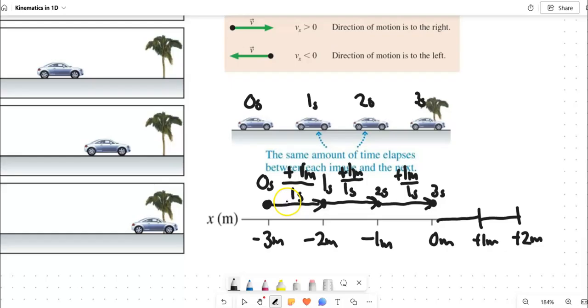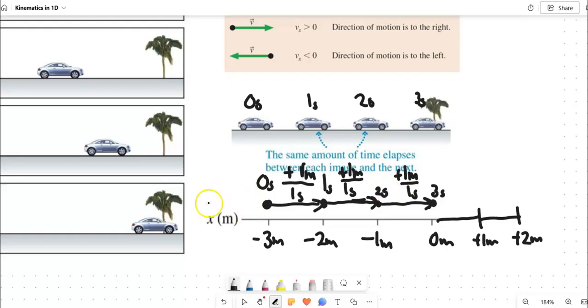Okay, so these are those instantaneous velocity vectors. These are called instantaneous velocity vectors. At the 1 second mark, this is the instantaneous velocity vector. At the 2 second mark, here is the instantaneous velocity vector. At the 3 second mark, here's the instantaneous velocity vector.